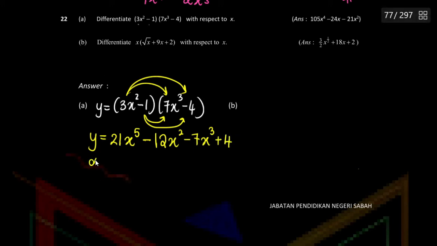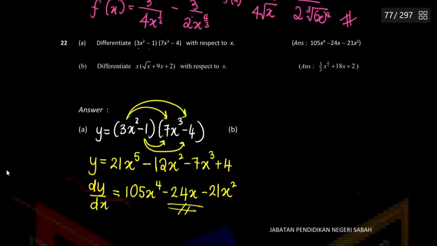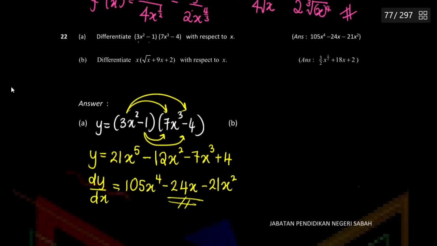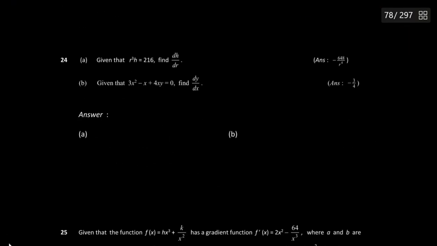Okay, so from here, what is our dy/dx? Now you can take the power and multiply. So 5 times 21, 105x to the power of 4, minus 24x, minus 21x squared. So that's all. There's nothing else to solve. Okay, similar with B, alright? Okay, teacher is going to go to the next one.